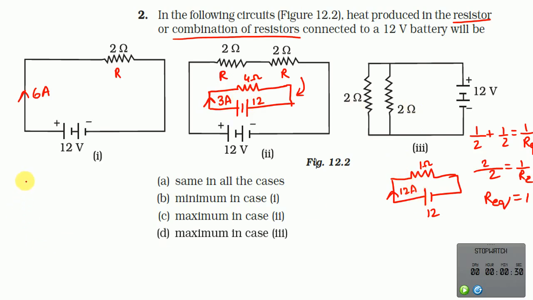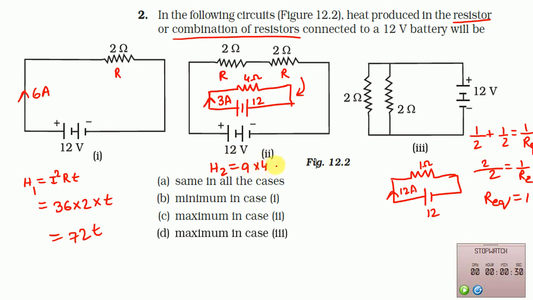So let's find out I square RT, the formula for heat, I square RT. Here current is 6, so 36 into 2. Time we are not taking into consideration, time is T over here also, okay. So again H2, H1, 6 to the 12, 3 to 6, 1 72 T, right. Here 3 3 is 9, 9 4 is 36 into T, so 36 T. That's what I am getting over here.